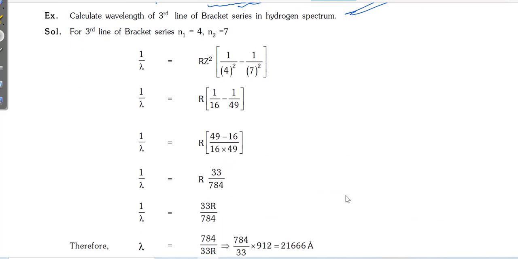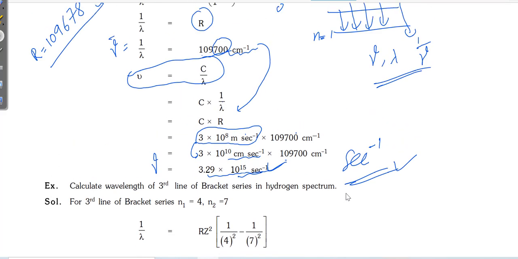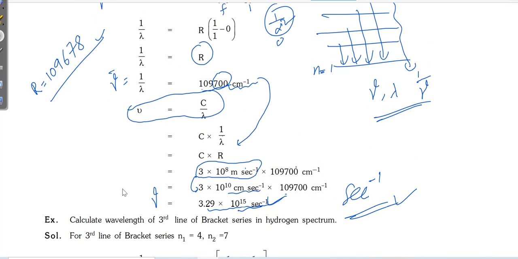Okay, then yeah, this is the homework. Calculate wavelength of third line of Brackett series in hydrogen spectrum. One hint is given, what are n1 and n2 for the Brackett series is given. Then do it and send the solution of this question. Okay, bye. Thank you.